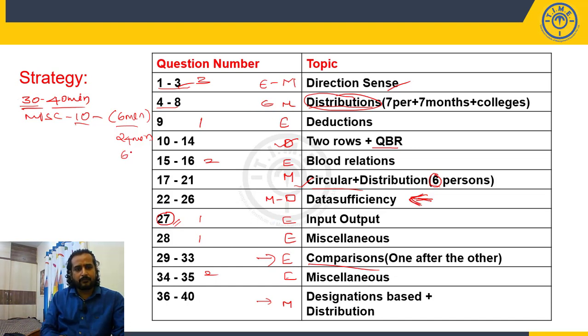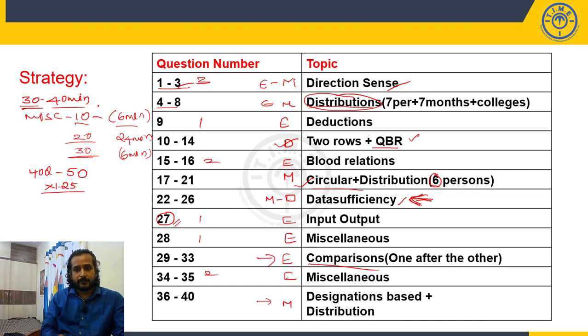By spending a maximum of 6 minutes for each set, I can complete 20 questions. So in 30 minutes, I can solve 30 questions. With 10 more minutes, you may either solve this puzzle or complete the data sufficiency. So in 40 minutes you can get 35 questions. And you know, 40 questions will be given and the number of marks is 50. Each question carries 1.25 marks. So 30 into 1.25, 37.5 marks you can score in 40 minutes of time.